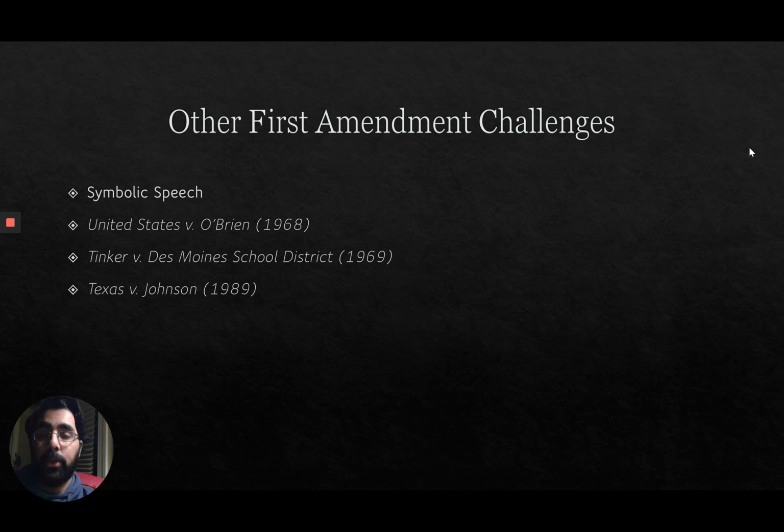The first is United States v. O'Brien in 1968. This is in opposition to the Vietnam War, where you have David O'Brien basically decides to burn his draft card. He's from Boston. He burns his draft card. He is arrested, right? He is convicted. He appeals this decision, and he appeals it to the Supreme Court. The Supreme Court rules in favor of O'Brien's protected free speech.